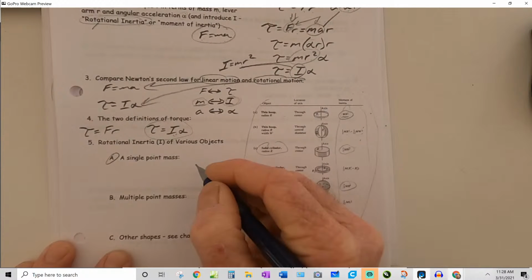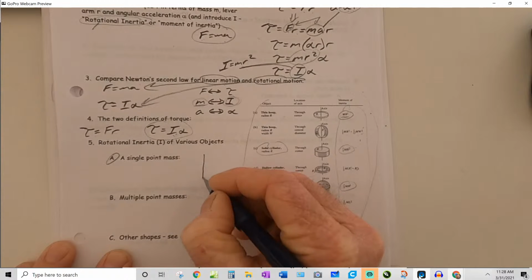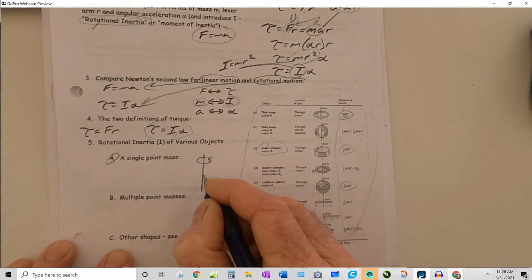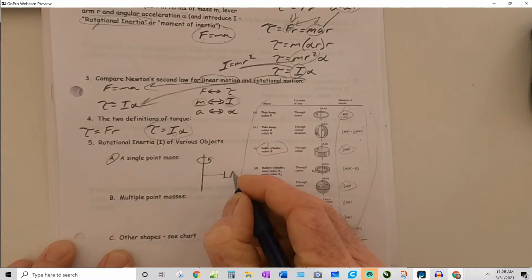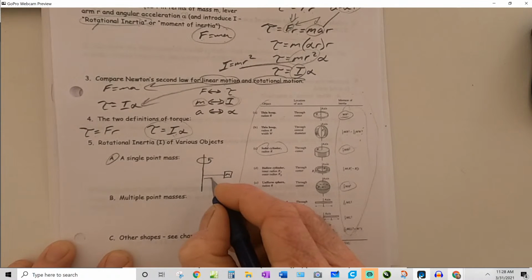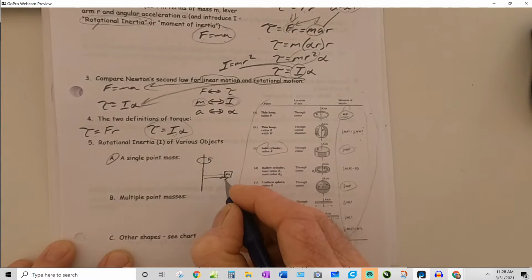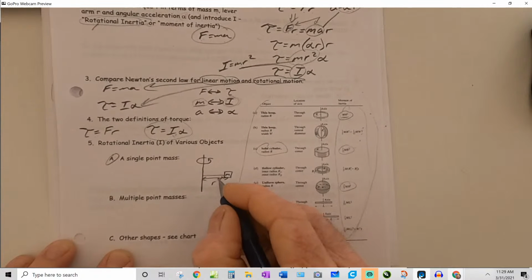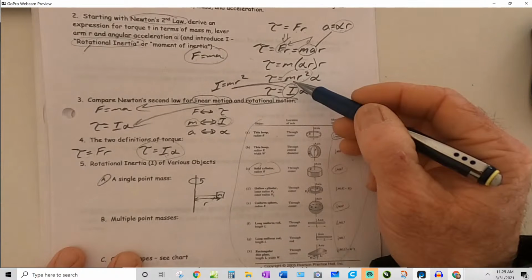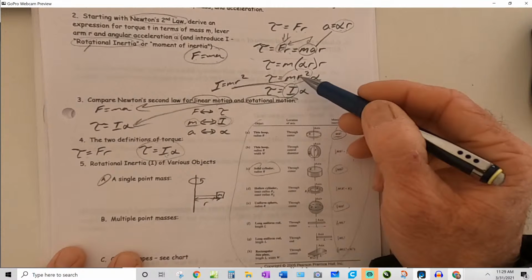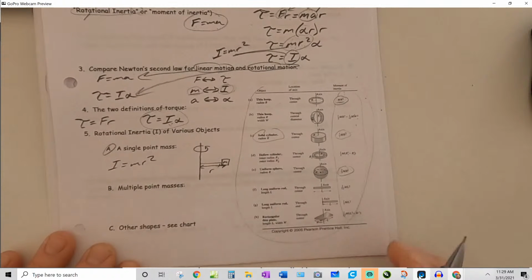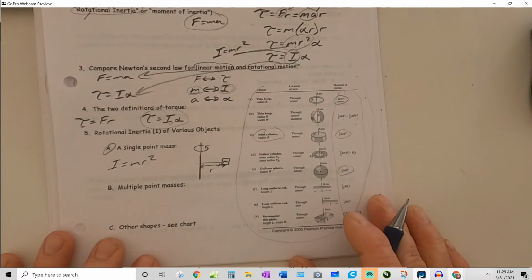So here's what I mean by a single point mass. If you picture a stick, this is the axis of rotation, and there's rotation around the stick like that, and you have a mass that's off-centered this far, and that distance from the center of mass to the center of rotation is r. Then, as I showed up here, I is going to be mr squared. So for a single point mass, I equals mr squared. In fact, for every mass, I equals mr squared.